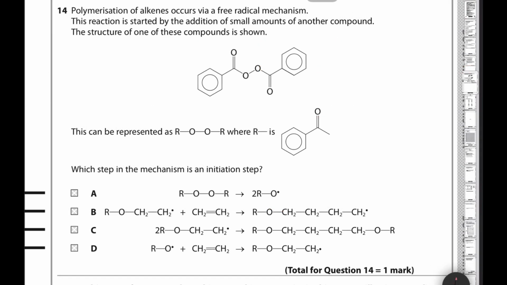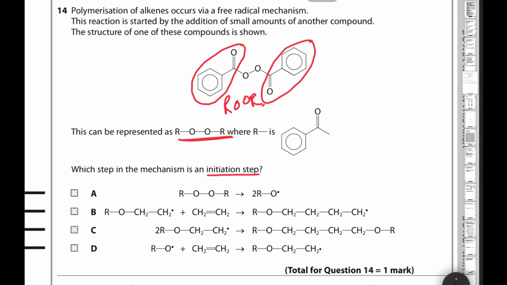So question number 14 is about the mechanism where you have to identify the initiation step, right? So this can be represented as ROOR. This is ROOR. That's what they have said.